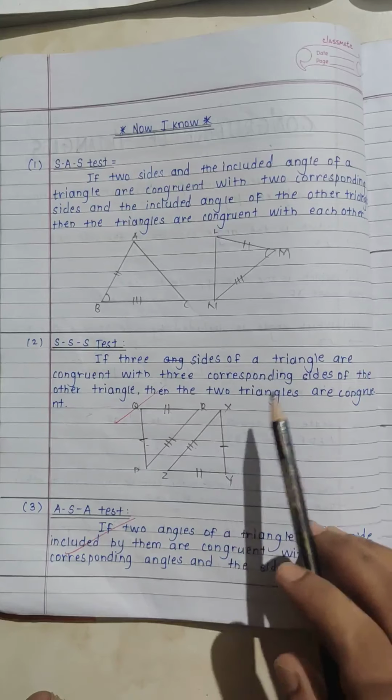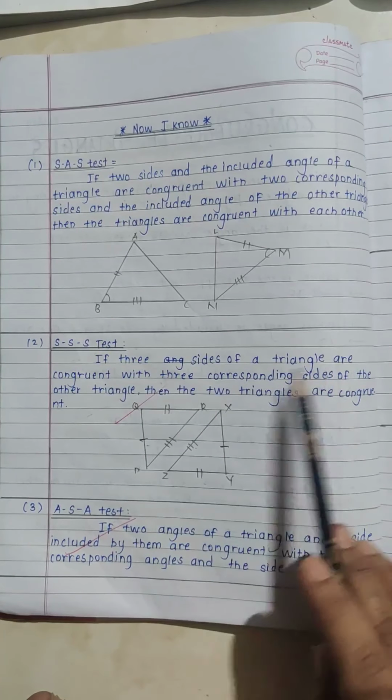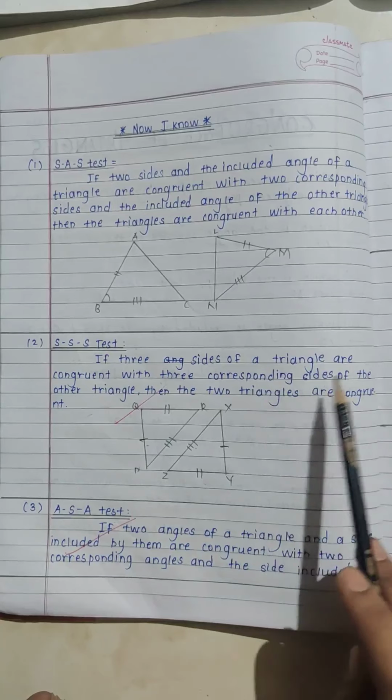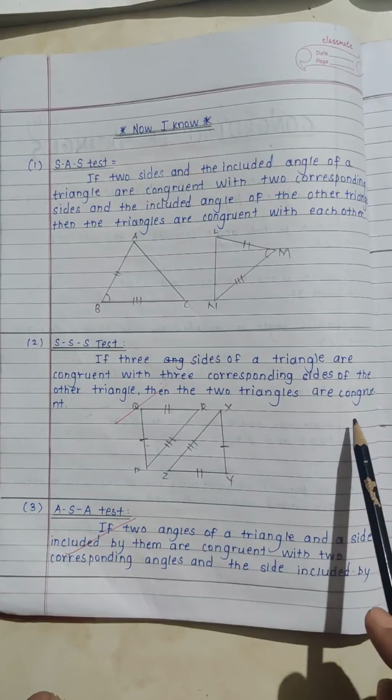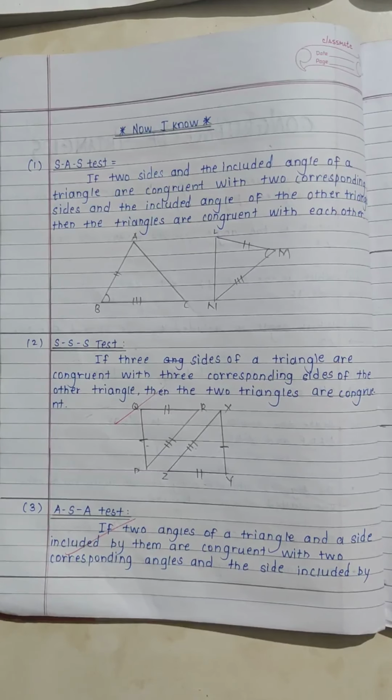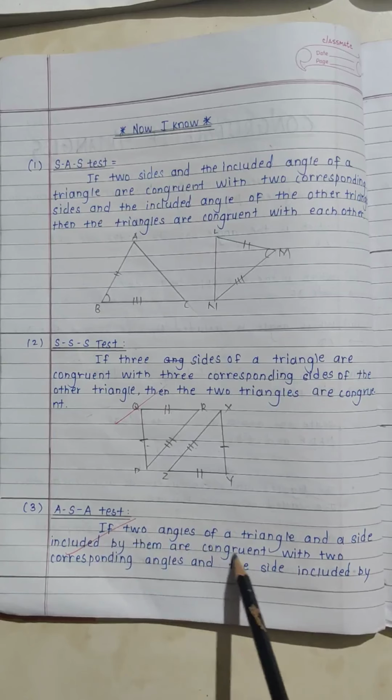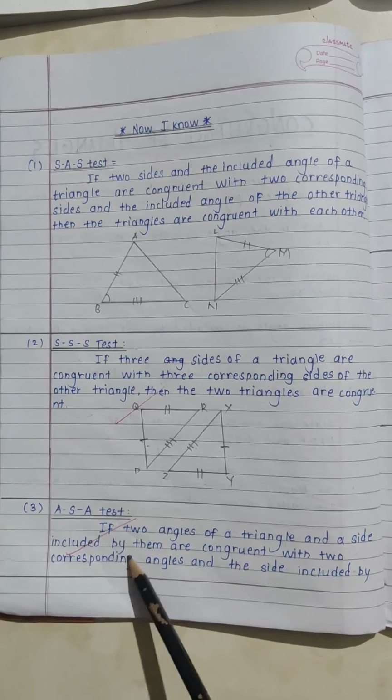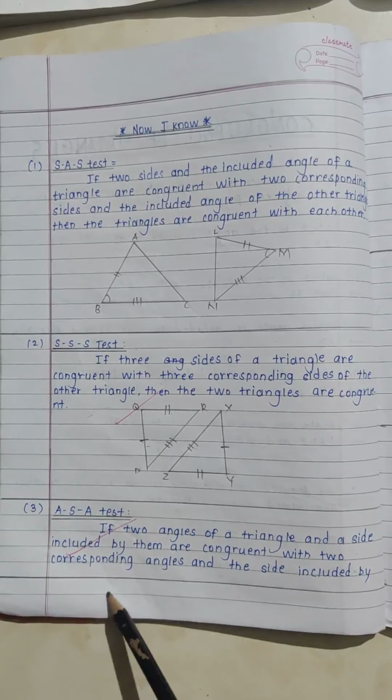And the definition for it goes as: if three sides of a triangle are congruent with the three corresponding sides of the other triangle, then the two triangles are congruent. The next is the ASA test. ASA stands for the angle side angle test. Here, in between both the angles we have one side. First let us see the definition. If two angles of a triangle and the side included by them are congruent with two corresponding angles and the side included by them of the other triangle, then the triangles are congruent with each other.